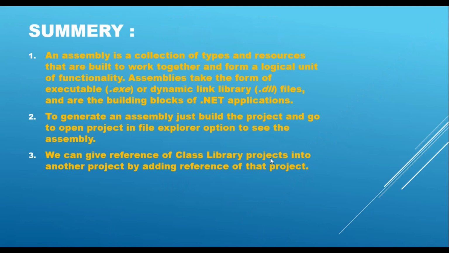Now we see the summary, that is an assembly, as I have already explained. An assembly is a collection of types and resources that are built to work together and form a logical unit of functionality. Assemblies take the form of executables, that is .exe, or dynamic link library .dll files, and are the building blocks of .NET applications, that I have just explained in action in Visual Studio. Also, to generate an assembly, just build a project and go to the open project in File Explorer option to see the assembly. We can give a reference of a class library project into another project by adding a reference of the project.